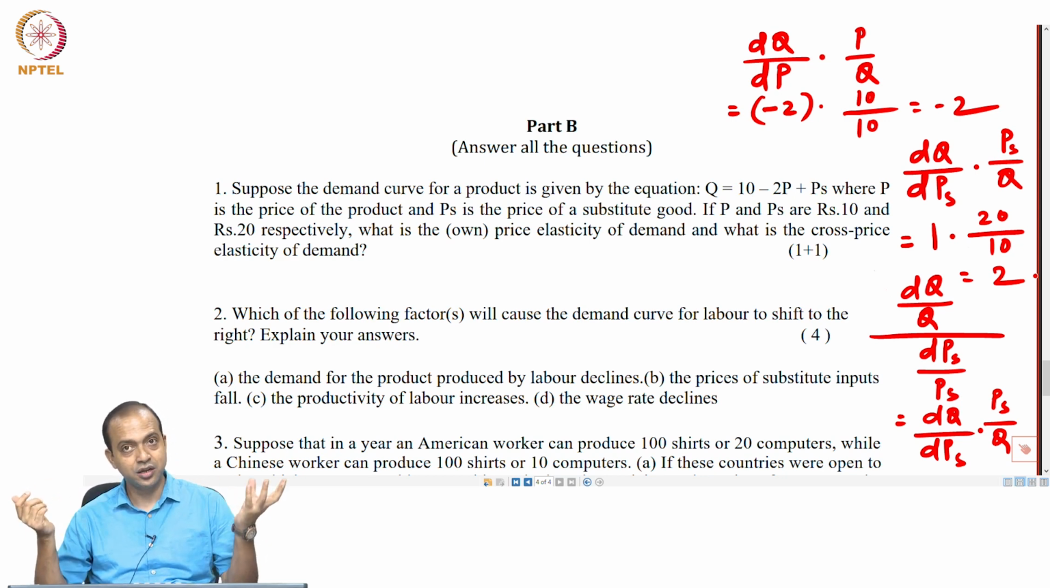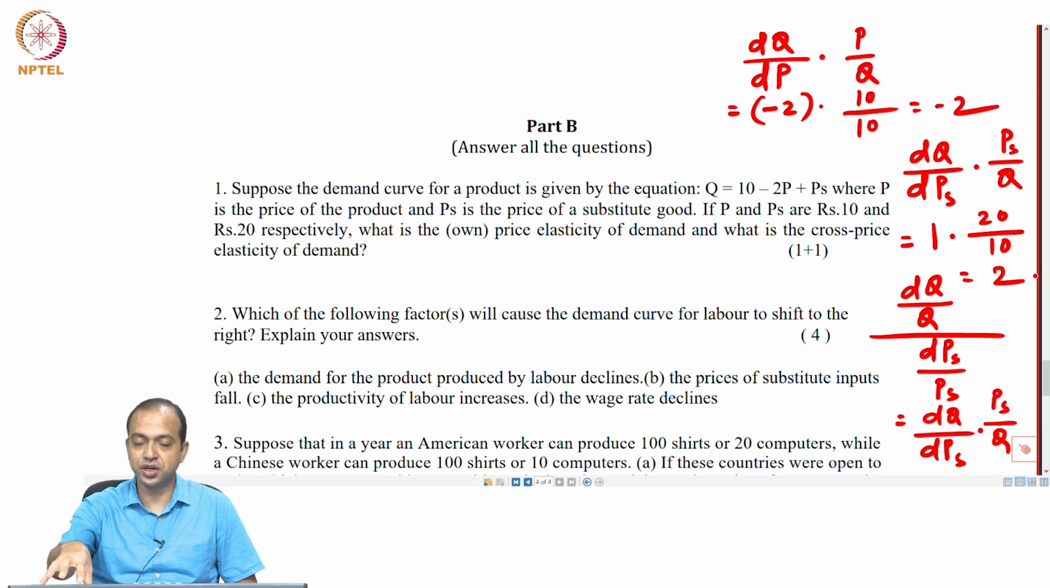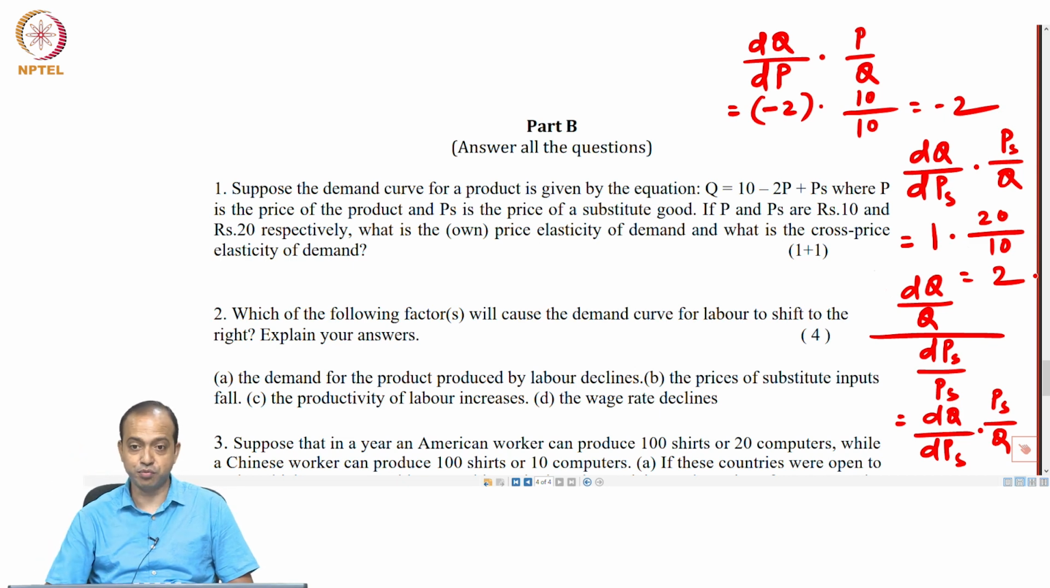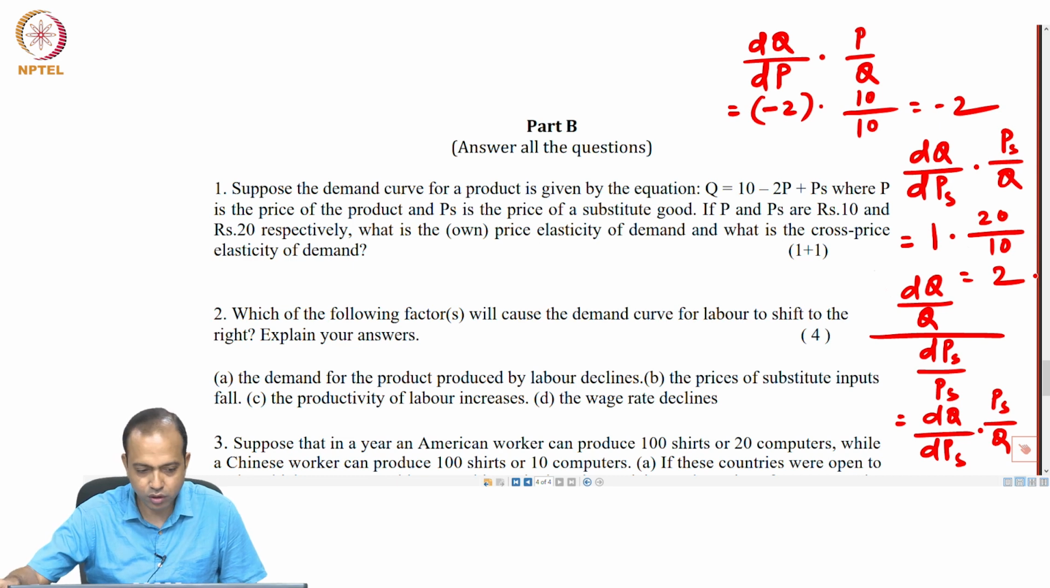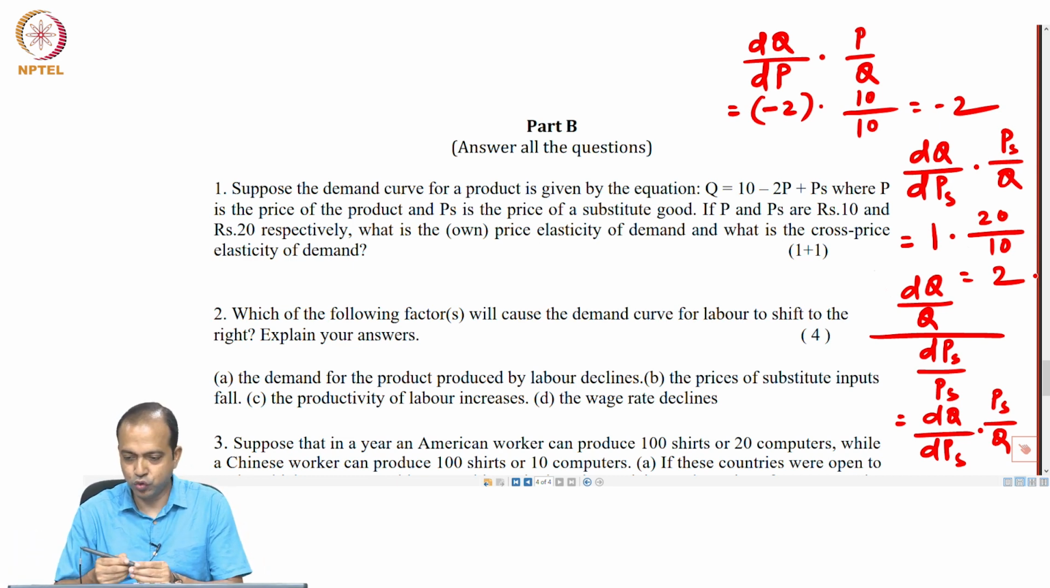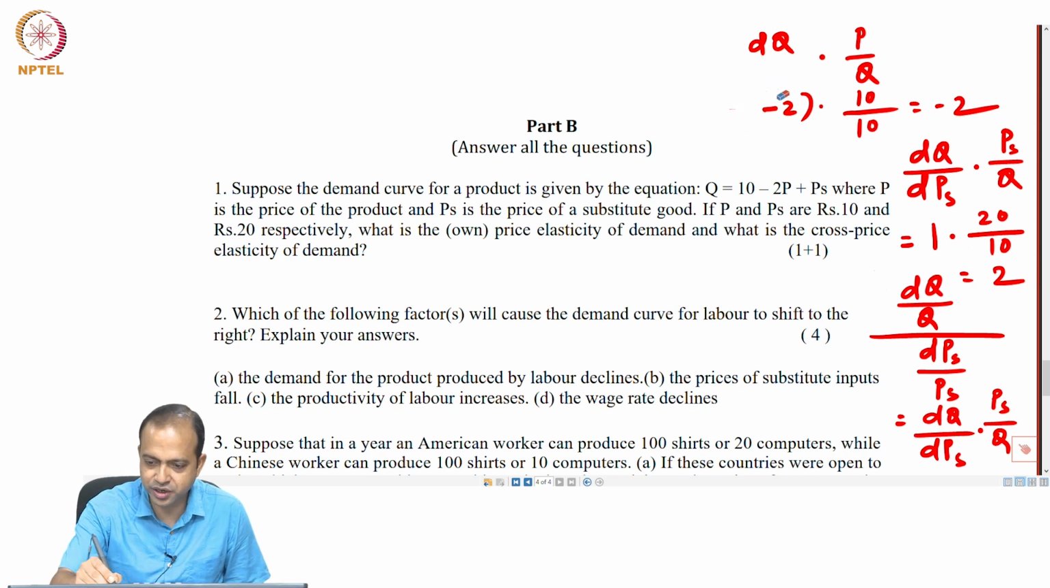So, once again we have to recall the concept of elasticity and its relationship with complementary goods and substitute goods. This is the relationship. Here we see that cross price elasticity of demand is positive. So, now I will remove this to discuss the next question.